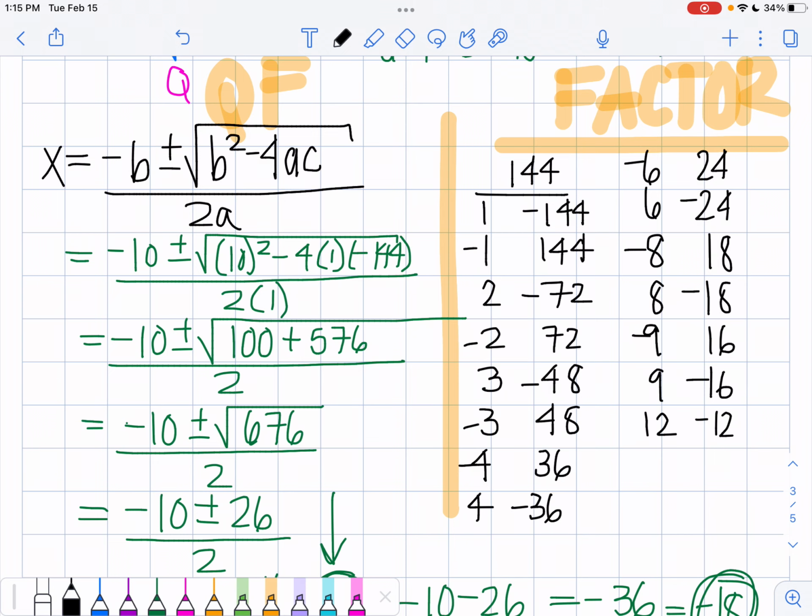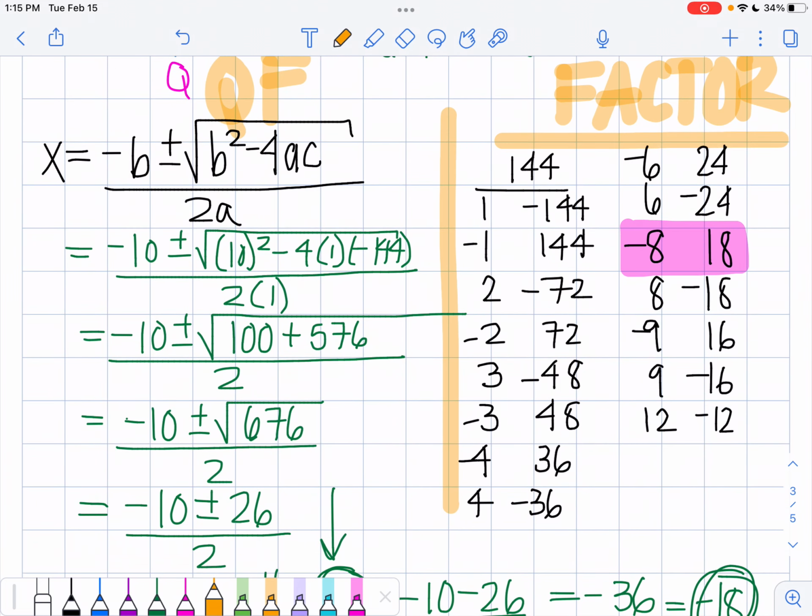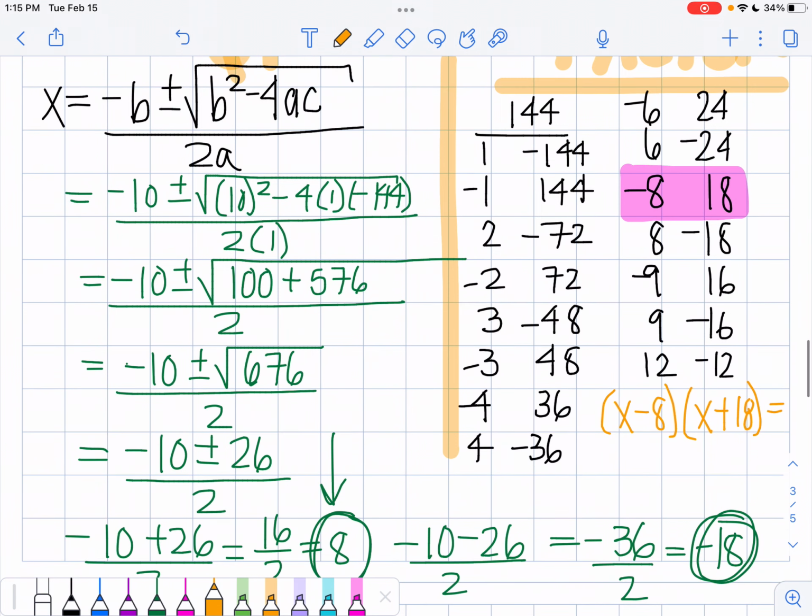Now, out of all these factors, remember, we're trying to add up to 10. Which two numbers add up to positive 10? Right here. So that means that your factors are going to be x minus 8 and x plus 18 equals 0.